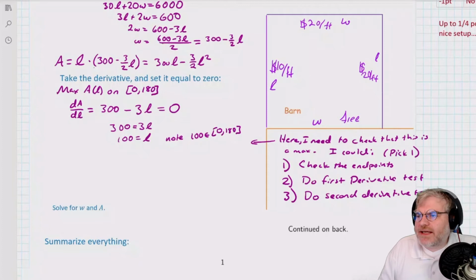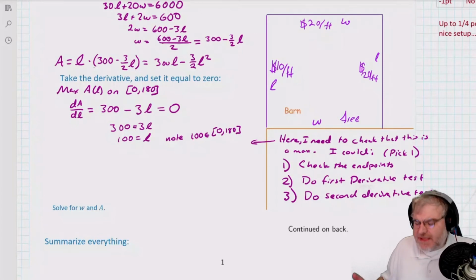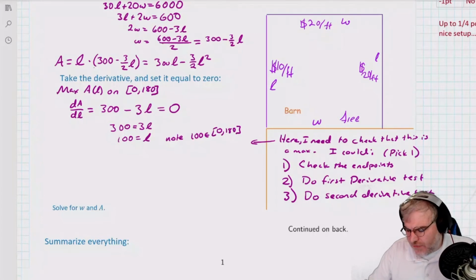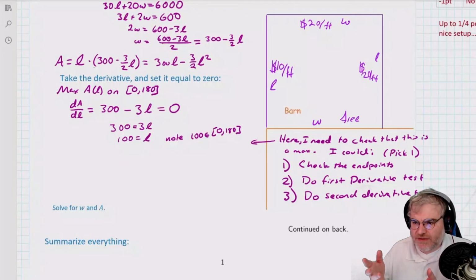Okay, so I need to check these things. So I could do one of three things here. I could just sub in the endpoints and see that both endpoints are going to be less in my original function. I could do a first derivative test, which is to take L to be, I'll choose 50 and 150 or something like that, and then throw that into the derivative. Or I could take a second derivative and note the direction, okay?